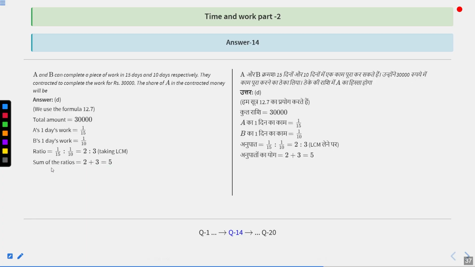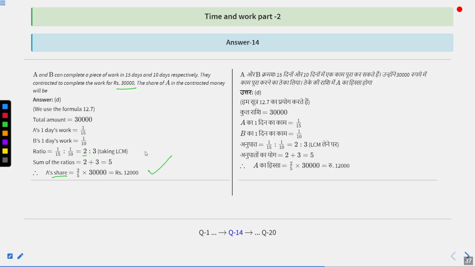Clear? Now the sum of their ratio will become 5, which is equal to 30,000 rupees, because wages are proportionate to work done. Clear? So A's share: A does 2 units of work, B does 3 units of work. So total is 2 by 5 multiplying by 30,000, which is 12,000 rupees.